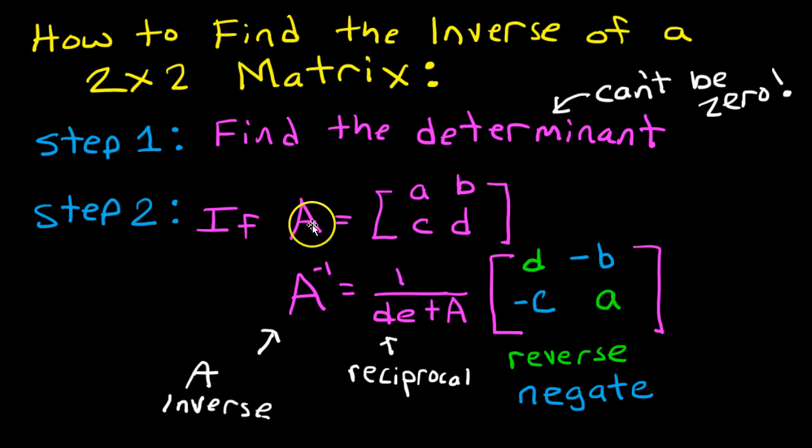So, if matrix A is ABCD, then the inverse matrix, inverse of A, is going to be the reciprocal of the determinant. And now, what's going on here, I like to use this phrase, reverse, negate.